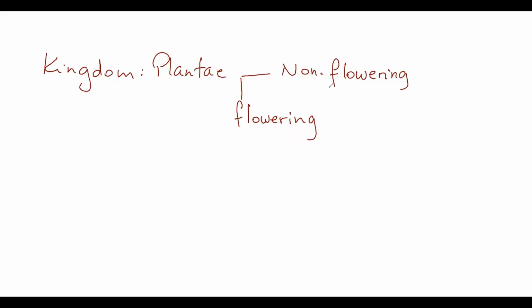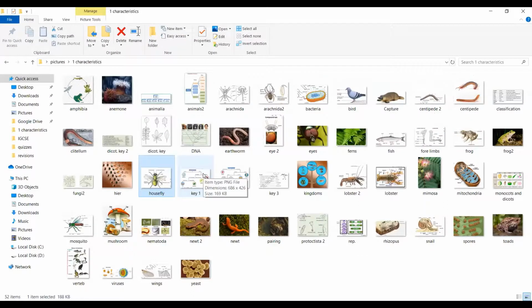So let's take the non-flowering plants at the beginning, and the examples are the ferns or the mosses. And I will put this picture, but let me search for it at the beginning because I have several pictures in front of me. Where are the ferns?